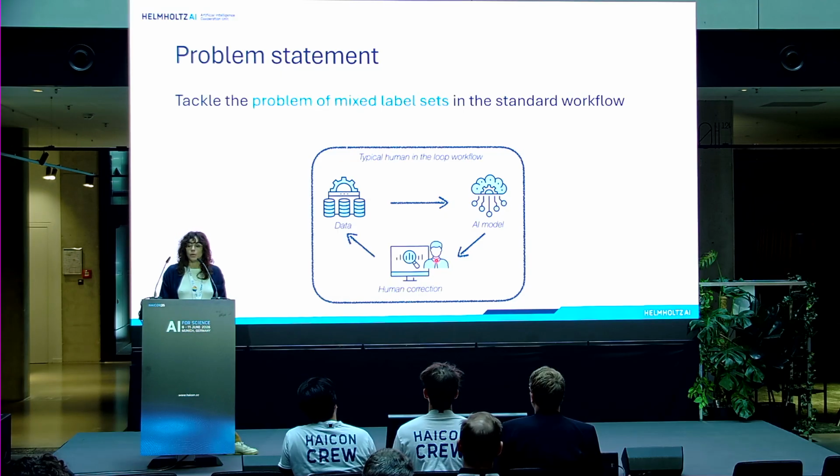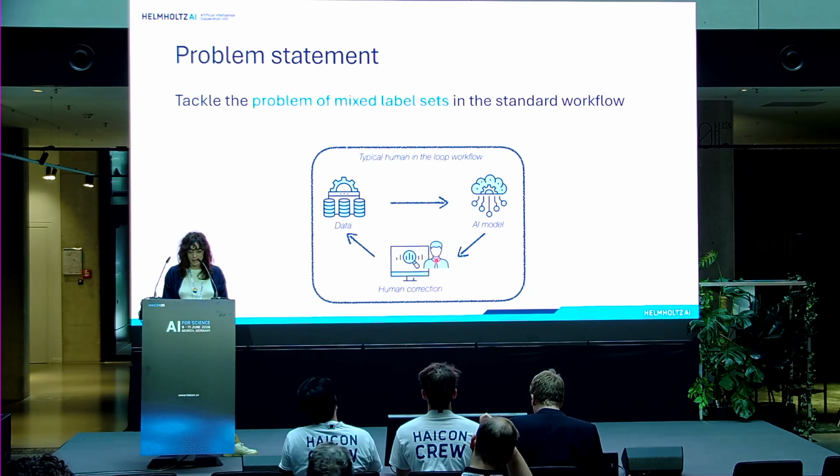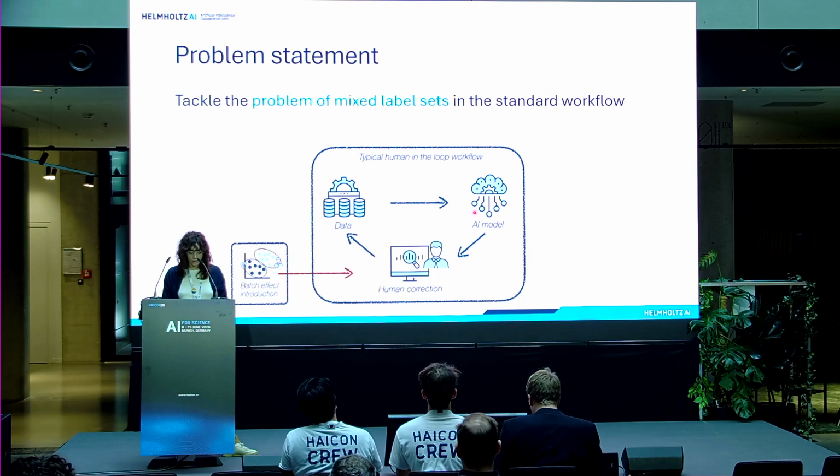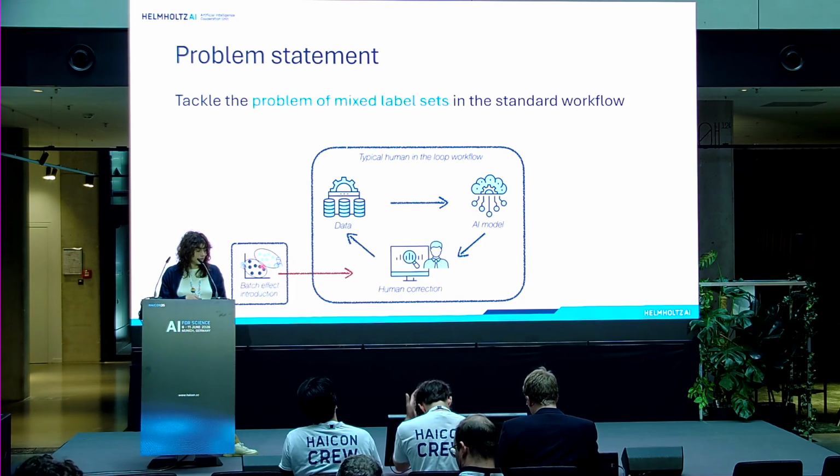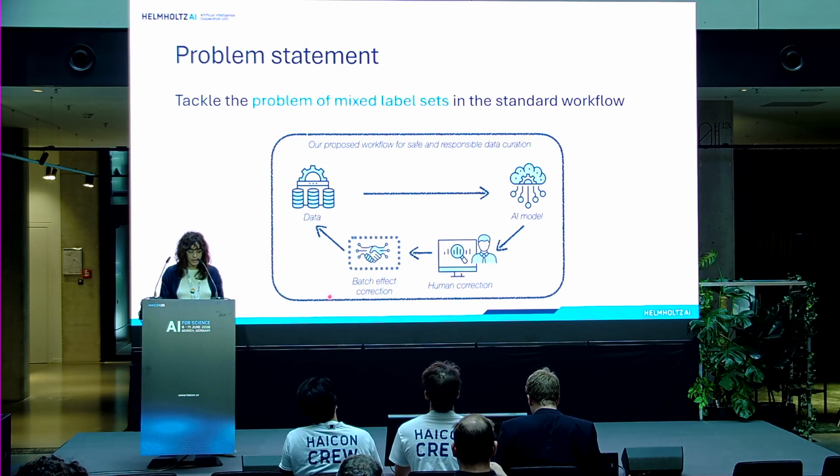So what we are doing in this work is tackling the problem of what we called mixed label sets, which appear in this standard AI-assisted workflow. By mixed label sets, we mean basically a mix of human-generated and model-generated labels. And what we argue is that such a pipeline can introduce batch effects into the data, which come from this mix of labels. And we are proposing a workflow where we correct for this batch effect with a mitigation strategy.